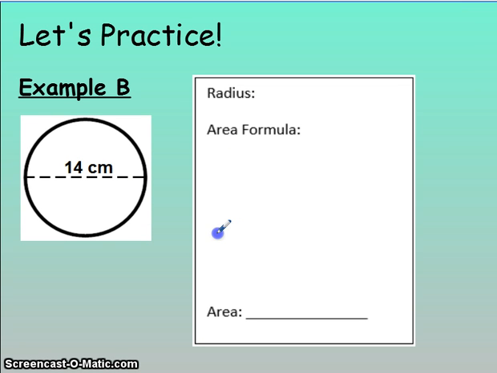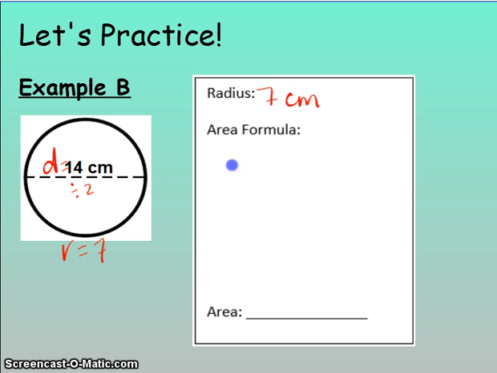Next one. First things first. Look in your circle. Because it goes all the way across, this is a diameter. But I need a radius. Remember, radius is half of the diameter. So I just divide this by 2. So my radius is 7. Okay, so radius is 7 centimeters.